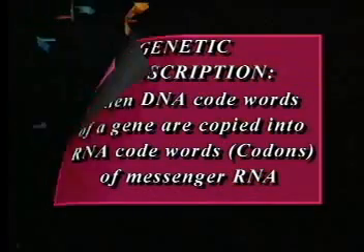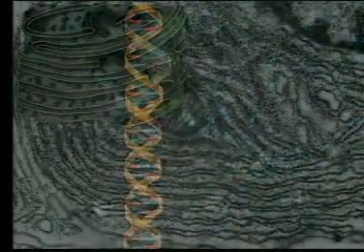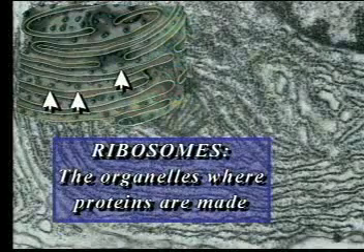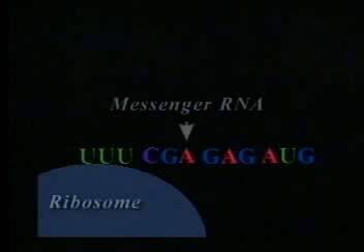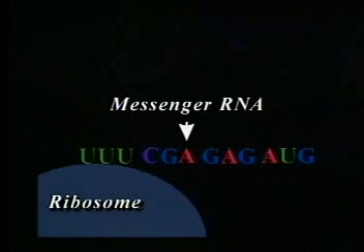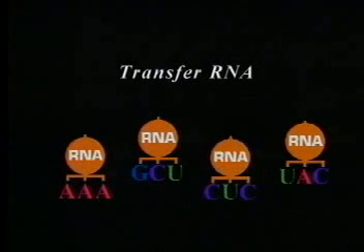After the gene is copied, the messenger RNA carries the protein-making instructions to a ribosome in the cytoplasm. Ribosomes are the organelles where proteins are made. However, just the fact that the messenger RNA has reached a ribosome is not enough for the protein to start being made. In order for the message to be translated, a third kind of RNA, called transfer RNA, is needed.